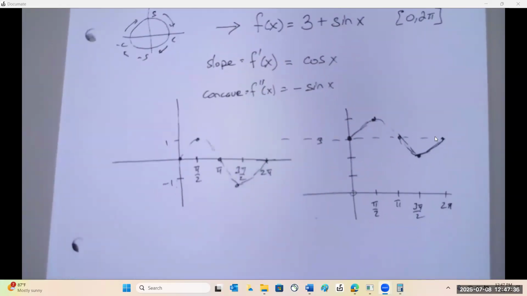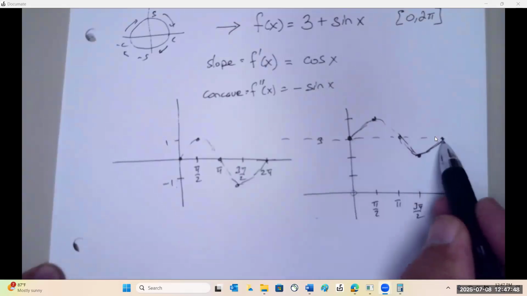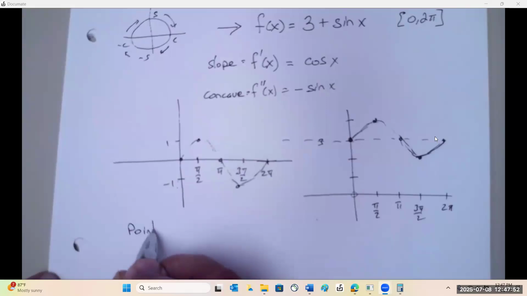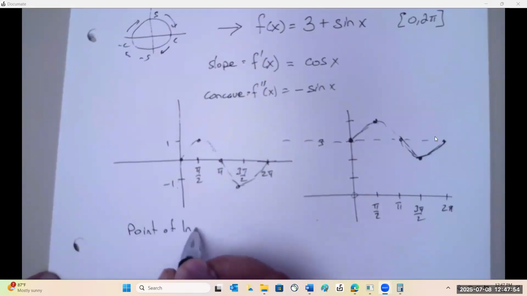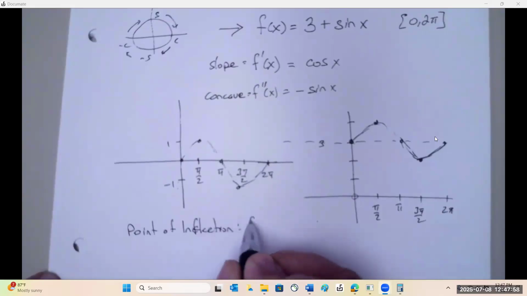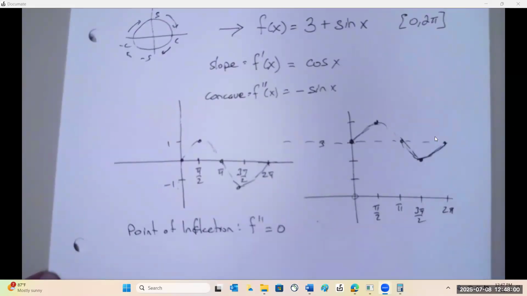How do we figure this stuff out? What we have to do now, this is a good place to introduce the point of inflection. Since we know we have the endpoints, the point of inflection is where the second derivative equals 0.